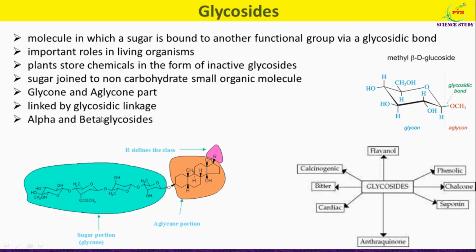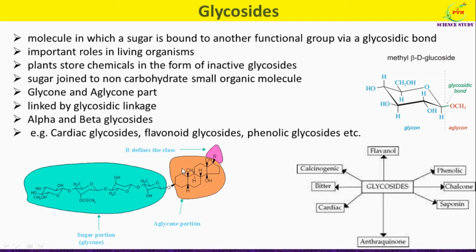Glycosides are classified as alpha glycosides as well as beta glycosides. Very common glycosides are cardiac glycosides, flavonoid glycosides, phenolic glycosides, etc. Here you can see different types of glycosides such as flavonol, phenolic, chalcone, saponin, anthraquinone, cardiac, etc.